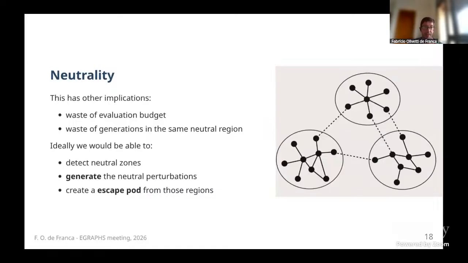So, of course, neutrality has the implication that while it helps us to navigate, it's also a waste of evaluation, because we cannot know whether two expressions are the same thing until we evaluate them. So this wastes a lot of generations just traversing this neutral region that doesn't actually need to be evaluated. Ideally, we should be capable of detecting the neutral zones, generating this neutral perturbation somehow, and detecting the escape regions where we can get out of this neutral space.